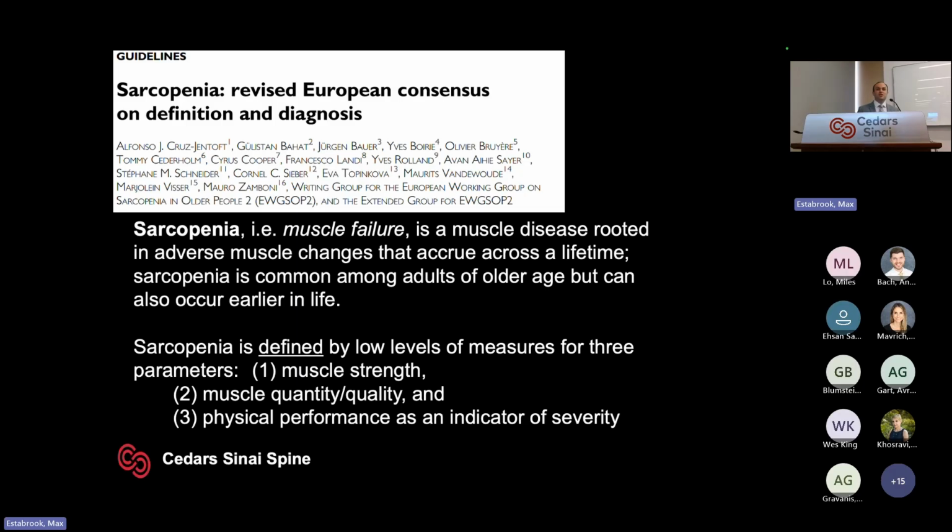Because it has huge implications well beyond spine surgery. I mean, this is impacting general health, survival, cancer, everything. So this is a huge field. We're just like one little teeny corner of it. But basically, they define sarcopenia as loss of muscle strength, loss of muscle mass, or basically the type of muscle tissue, quality, and then physical performance. So like how well do patients do on a battery of tests?